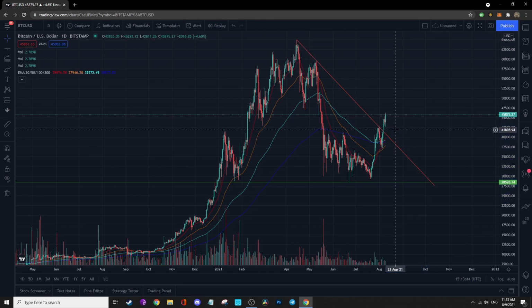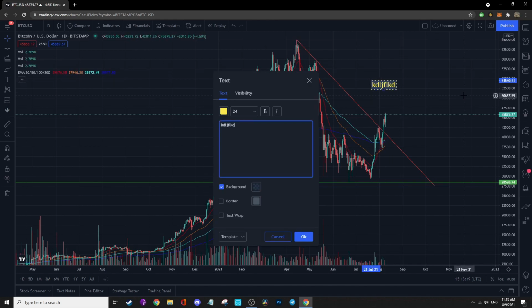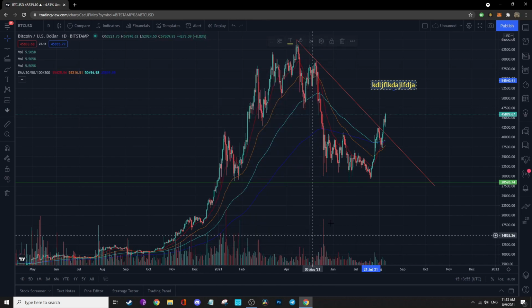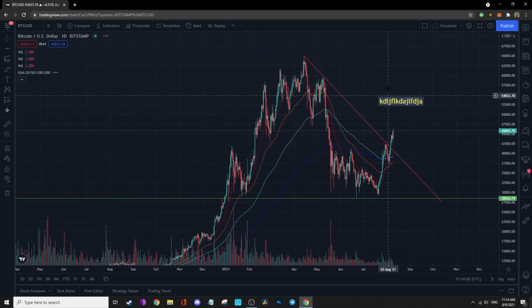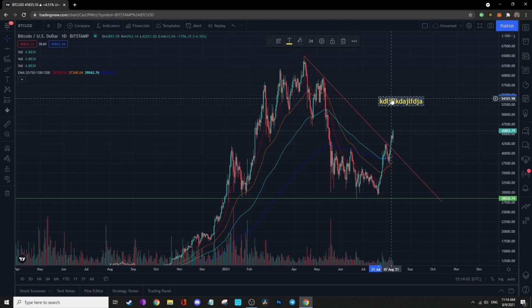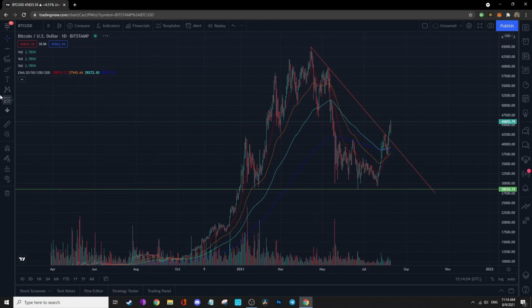So yeah. There's also this typing tool. You can just click and type whatever you want. It shows up here. You can change the color, the size of the font, put some borders, make it look nice. If you're ever publishing your charts, some people like to use text to kind of explain what's going on. But yeah, that's just a tool available for you to use as well.